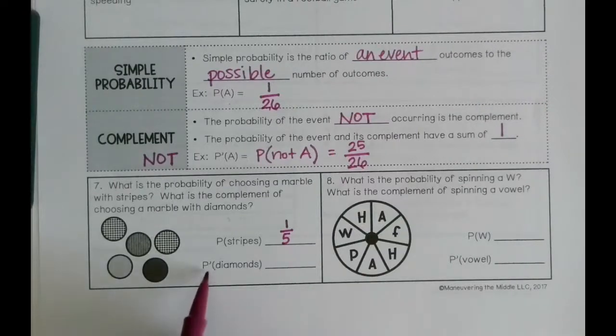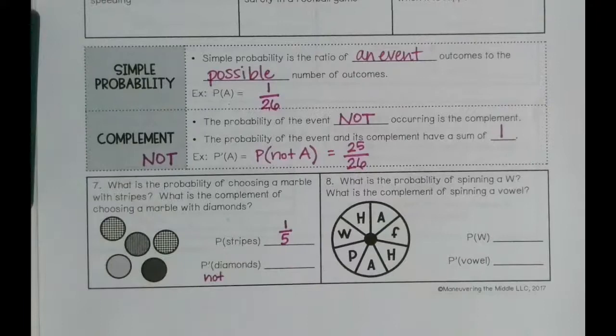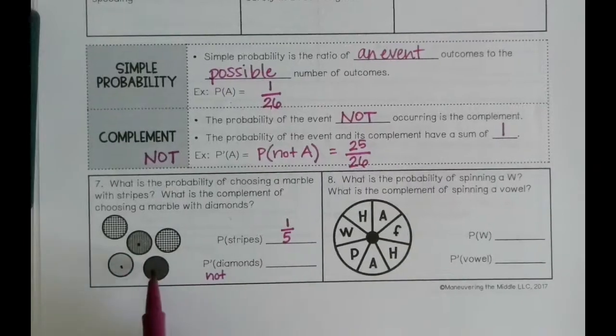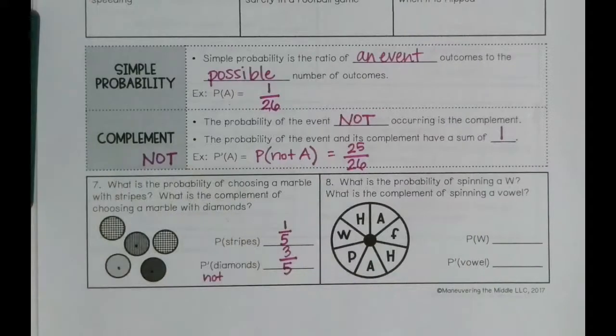And then I have a not. I have a complement. The probability of not getting diamonds. Okay, that little tiny apostrophe up there means not. On your assignment, I actually wrote out the word not. So you're not going to have to watch for that little tiny apostrophe. So let's see. These are the diamond ones. So how many do not have diamonds? 1, 2, 3. 3 out of 5 total options.